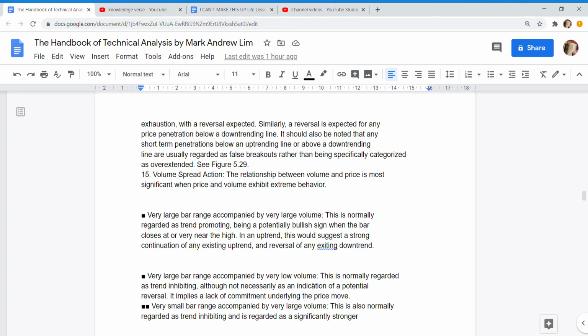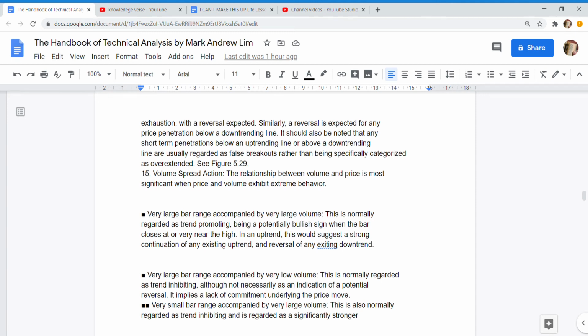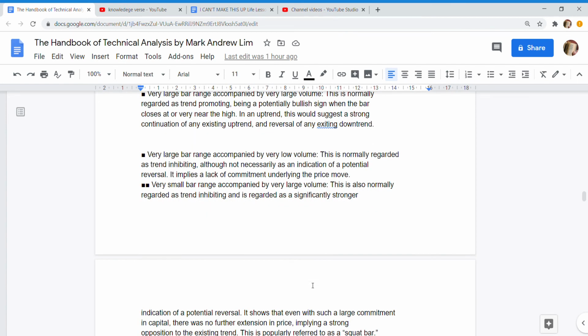See Figure 5.29. 15. Volume spread action. The relationship between volume and price is most significant when price and volume exhibit extreme behavior. Very large bar range accompanied by very large volume. This is normally regarded as trend promoting, being a potentially bullish sign when the bar closes at or very near the high. In an uptrend, this would suggest a strong continuation of any existing uptrend and reversal of any existing downtrend.